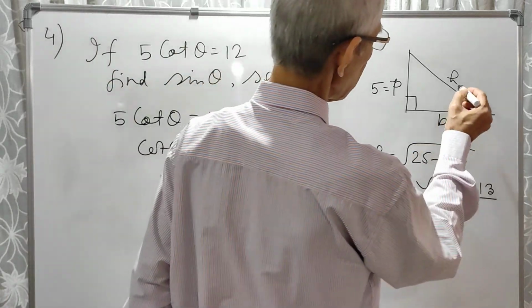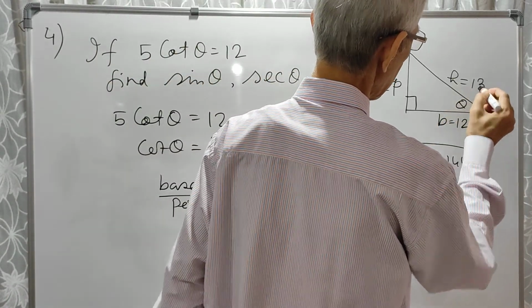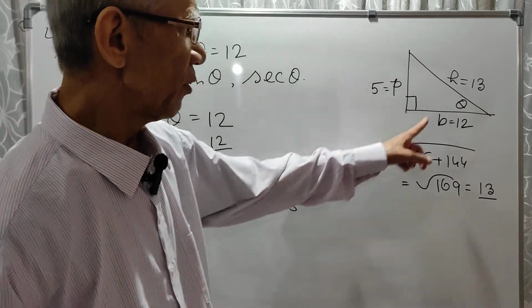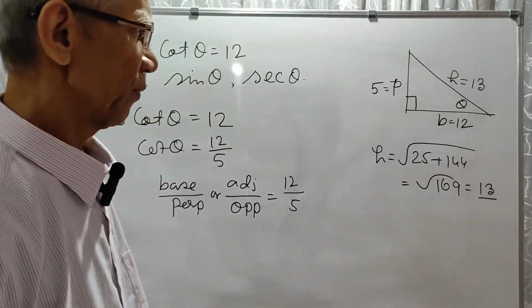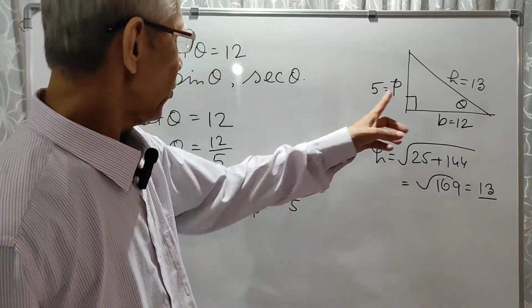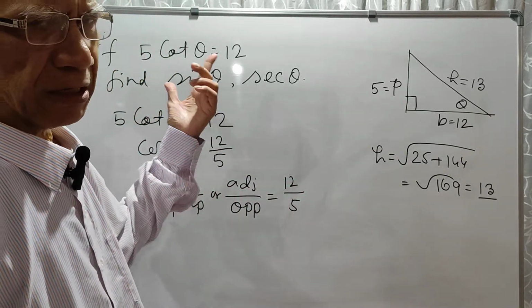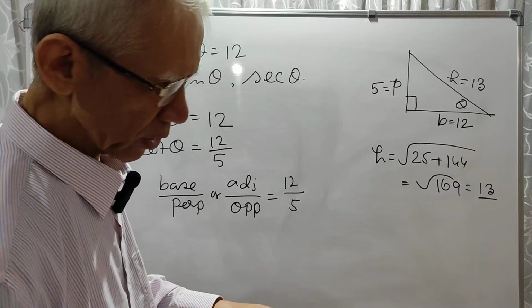So this hypotenuse is equal to 13. Using Pythagoras theorem, we have found h. H is root over this square plus this square. So we got 13. Now we can find out any other ratio: sine, cos, tan, cosec, whatever you want.